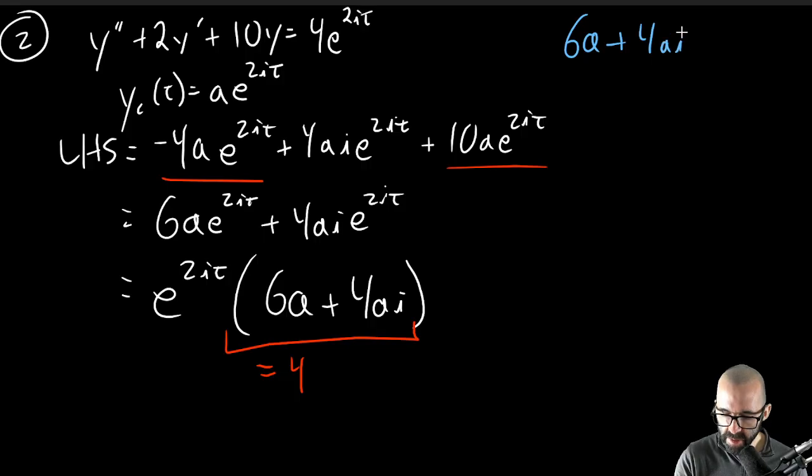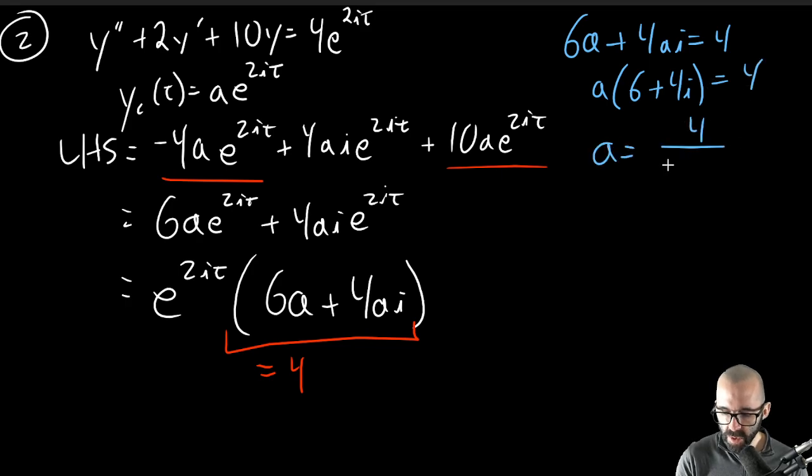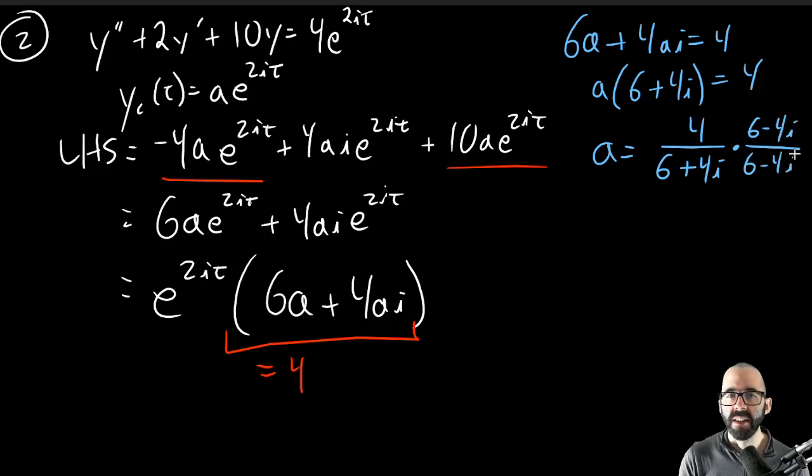6a plus 4a times i needs to equal 4. Just like before, we'll factor out an a, and we'll divide, and we'll rationalize the denominator by multiplying by the complex conjugate. And I know I'm moving very fast because I want you to be really pausing the video and working on your own and then just catching up to hear explanations and then pause the video again.